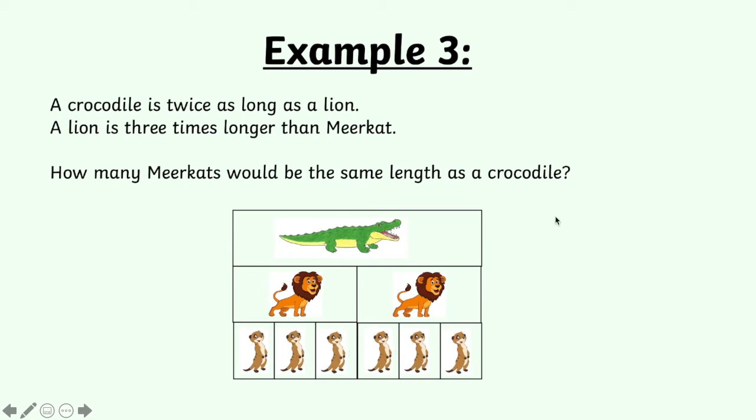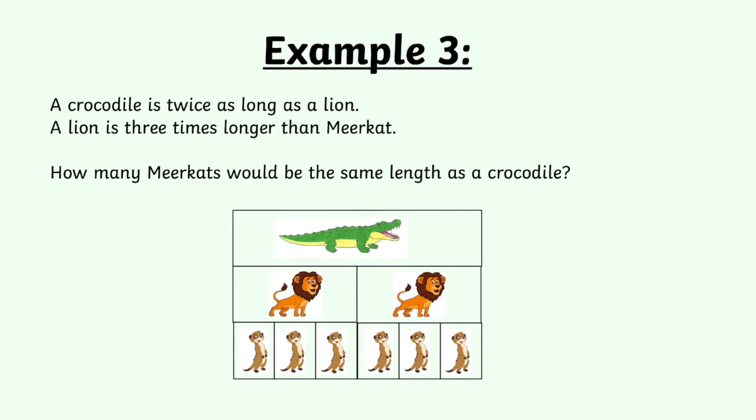So can you see that by representing that in a bar model, we've made our lives so much easier? Now, obviously, if you were given this question, you probably wouldn't take the time to draw the animals. You'd probably just write crocodile, lion, and meerkat. But I've shown it here, so it's really easy for you to see what's going on. Okay, those are a few examples. Time for you to have a go at questions.